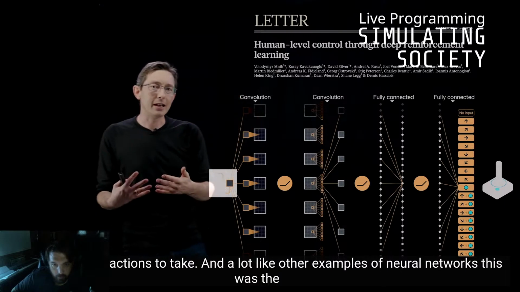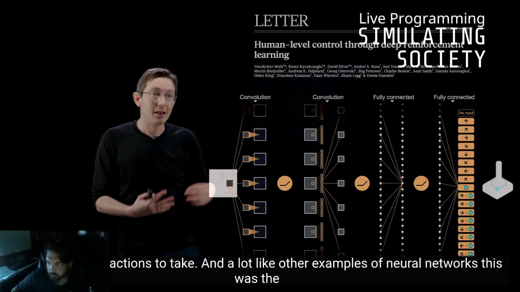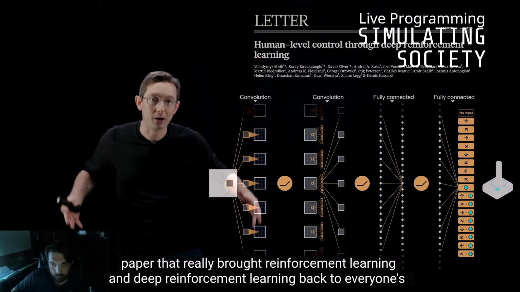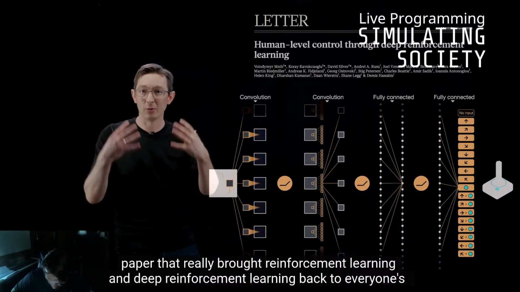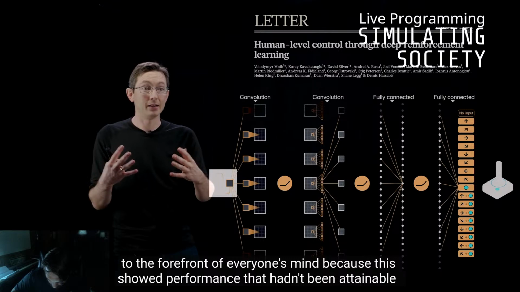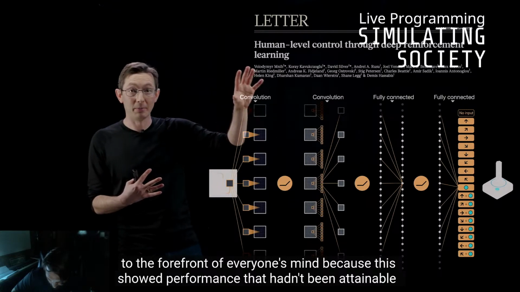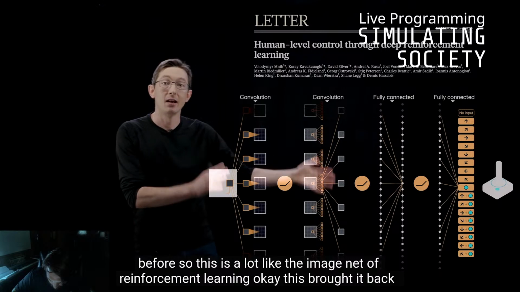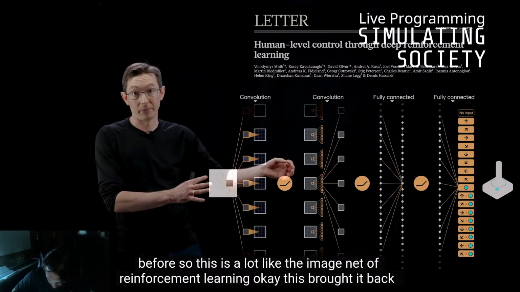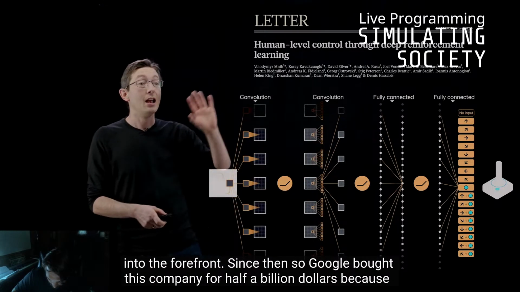And I thought about using other convolutional examples in neural networks, this was the paper that really brought reinforcement learning and deep reinforcement learning back to the forefront of everyone's mind, because this showed performance that hadn't been attainable before. So this is a lot like the ImageNet of reinforcement learning. Okay, this brought it back into the forefront.